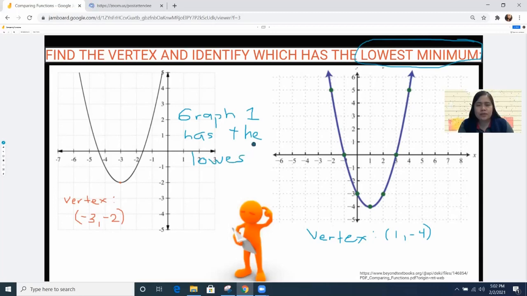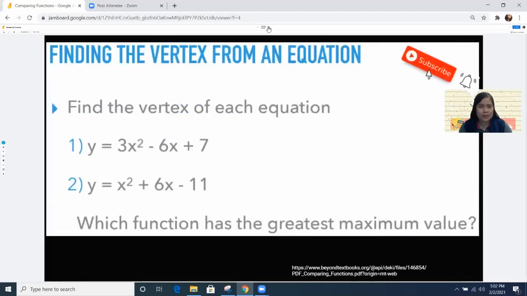In terms of greatest minimum or greater minimum, the answer is this one. But since we have the lowest minimum, there you go. So that is how we've answered it. Any questions? If no questions, we'll proceed to the next presentation.